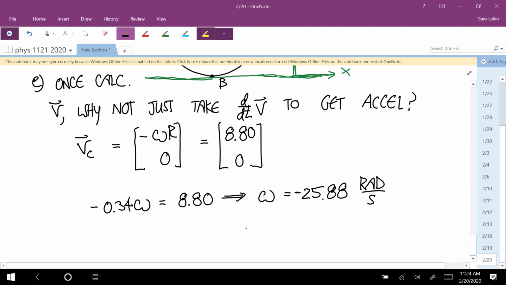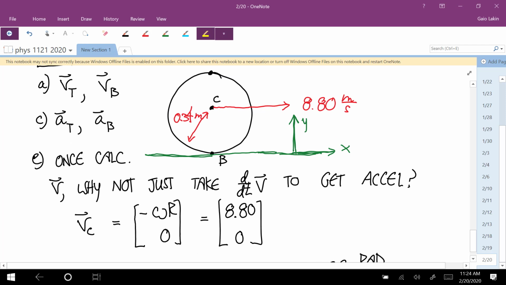Okay, so which way is it rotating? Clockwise or counterclockwise? Clockwise because it's negative. And now look at the problem. Does it make sense that if the wheel is moving that direction, it has to be rotating clockwise? Yeah, that makes sense with your intuition.